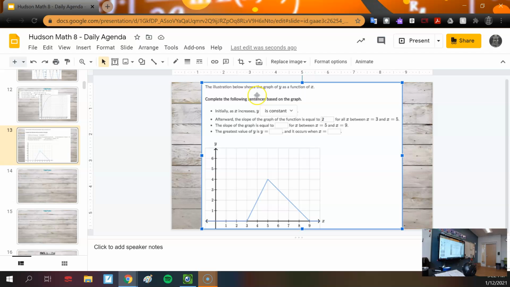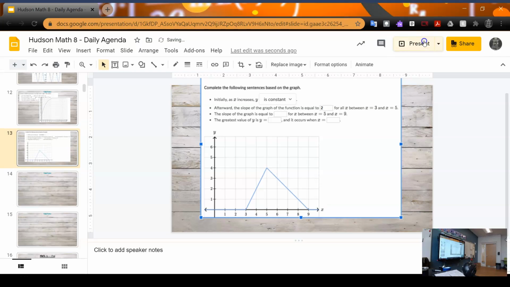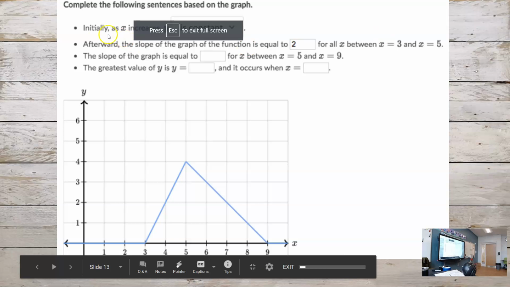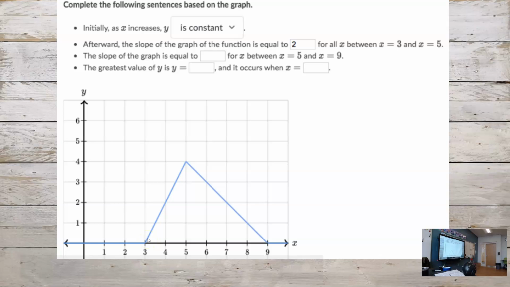All right, so before I scooch this up so we can see it, the illustration below shows the graph of y as a function of x. It says this is a function. To me, it looks like a bike ramp, but okay. So complete the following sentence based on the graph. Initially, as x increases, y... What does the drop down actually give you the option?